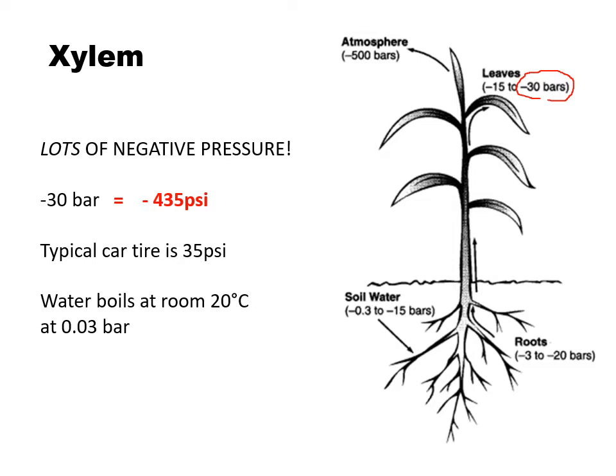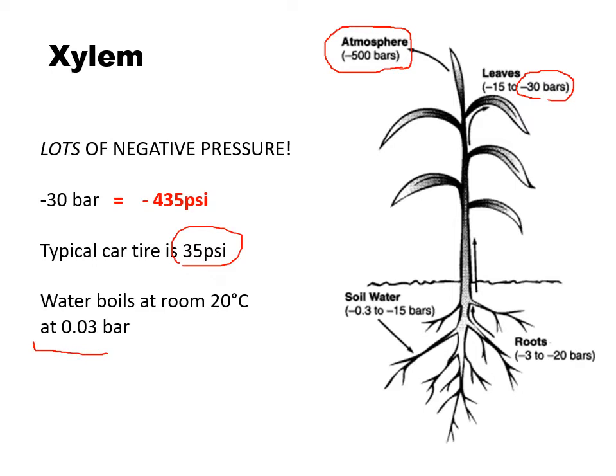Now, if you get into minus 500 bars, we're getting into some very serious negative pressures. This is why wood is so hard, because wood is made of xylem, and xylem needs to be in such a way that it will not collapse. So a typical car tire is at 35 psi. You can make it plus or minus, it's irrelevant. It's the same amount of force, just on opposite sides of a barrier. And here's an interesting stat here.